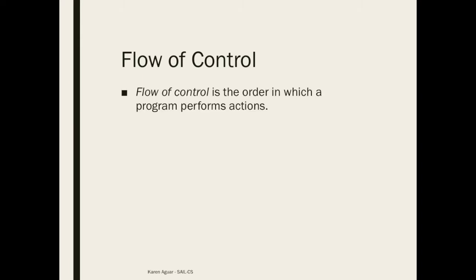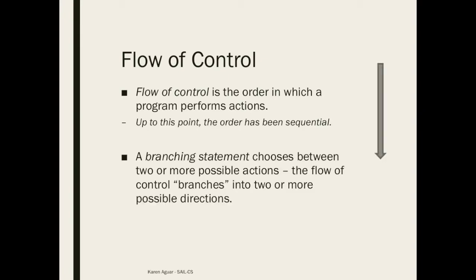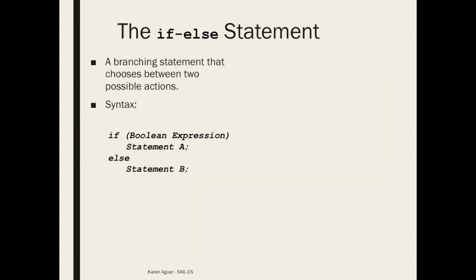So up until this point, we haven't really talked much about flow of control. Flow of control is the order in which a program performs its actions. So everything that you've written so far has been executed in sequential order, meaning left to right, top to bottom. A branching statement is a statement that chooses between two or more possible actions. In this case, the flow of control is going to branch in two or more possible directions. We're either going to print pass or fail, but not both.